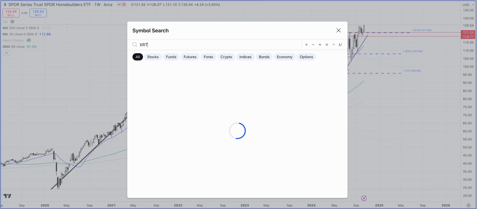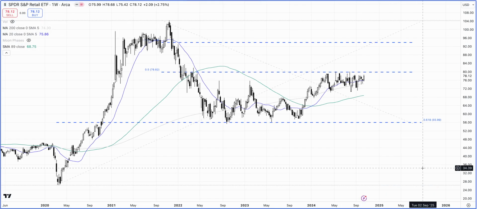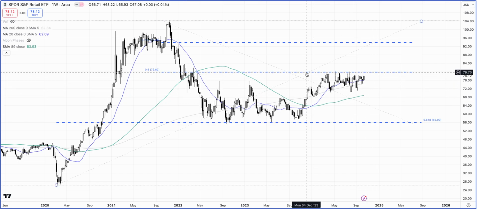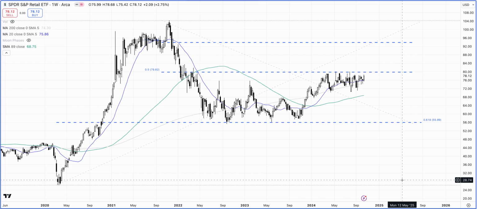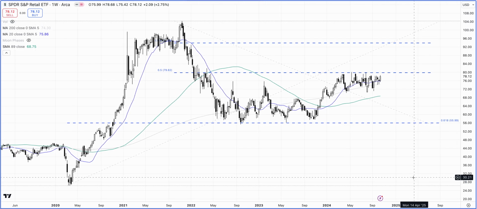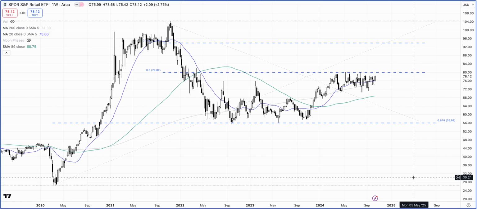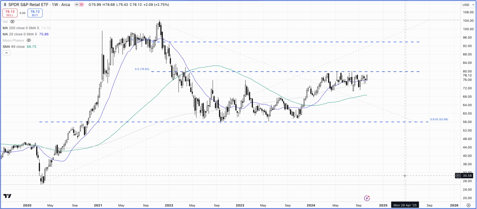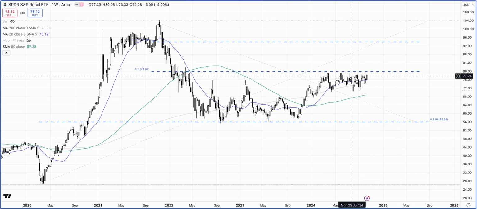Now let's take a look at the XRT, which is the retail ETF, Spider Retail. Look, it's just been in a sideways trading range for a very, very long time. In fact, throughout 2024, capped by about a 50% retracement. We are moving into the holiday season really quickly. That's where a majority of the retailers make their revenue and also profits. So hence the term Black Friday, where retailers went into the black. So I think because of holiday season expectations, maybe it's able to actually break out of this range to the upside, but we'll have to wait and see.